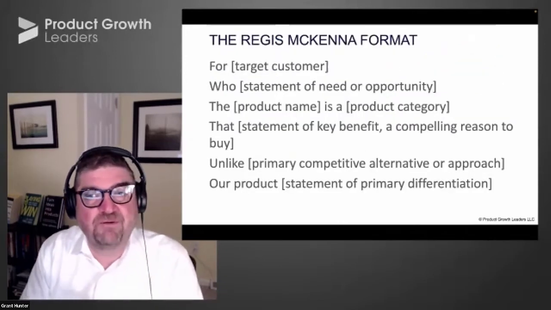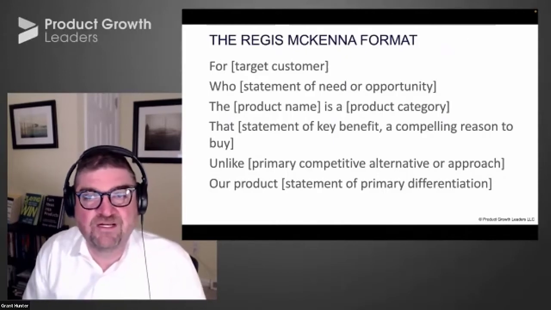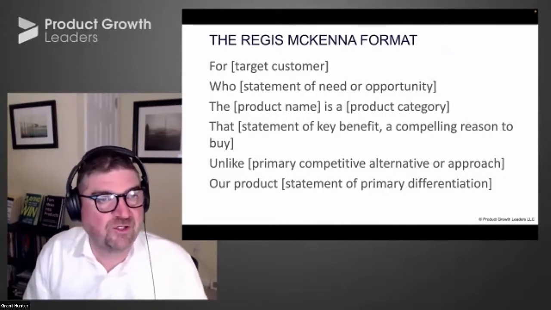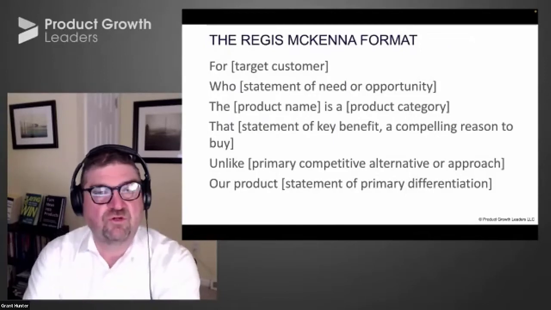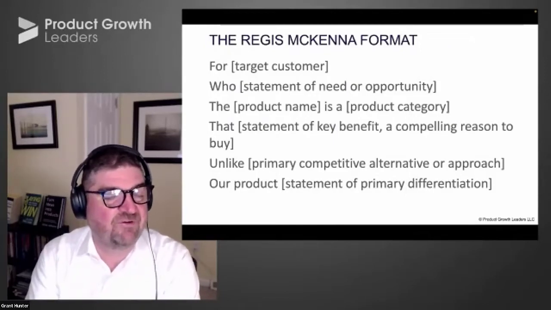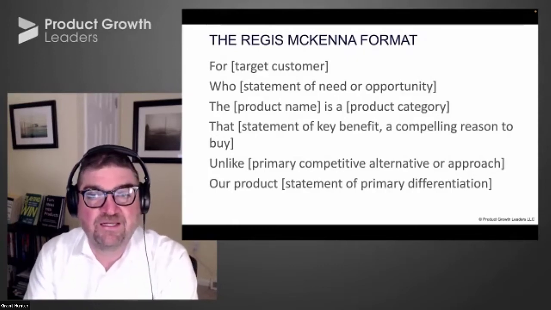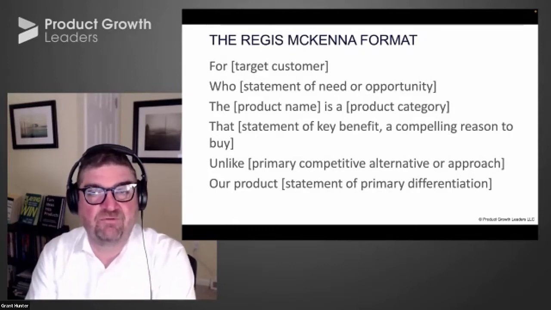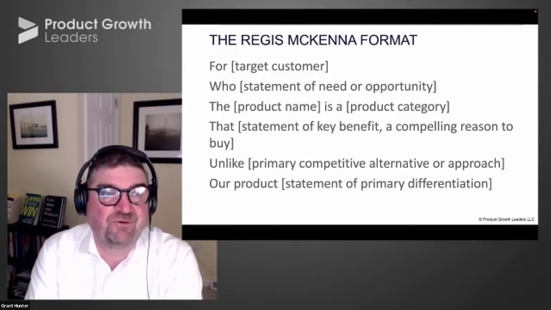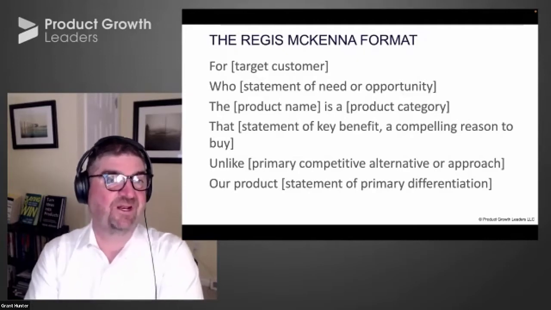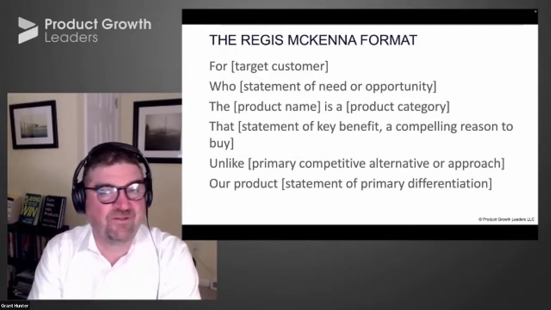One of the most common frameworks for positioning comes from Regis McKenna, marketing guru, also talked about a lot by Geoffrey Moore in Crossing the Chasm. He had worked with Regis McKenna. In this format, it's really a Mad Lib fill-in-the-blanks approach. And too often people just do it as that. They put whatever words are in there. They don't put any thinking behind the words.